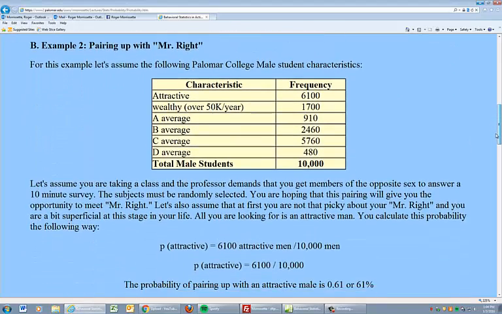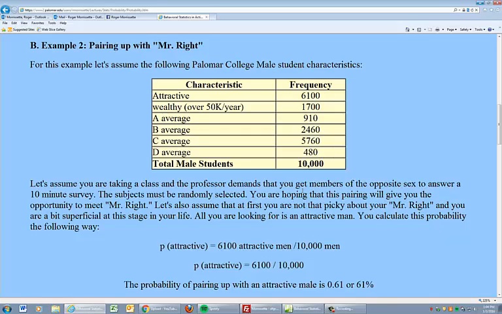Let's go to some sort of real life data. Let's say this is some data related to male college students at Palomar College. And there's 10,000 of them. And we have some frequency characteristics. Of the 10,000, we know that 6,100 would be considered attractive, 1,700 are considered wealthy, 910 are A students, 2,460 are B students, 5,760 are C students, and 480 are D students.